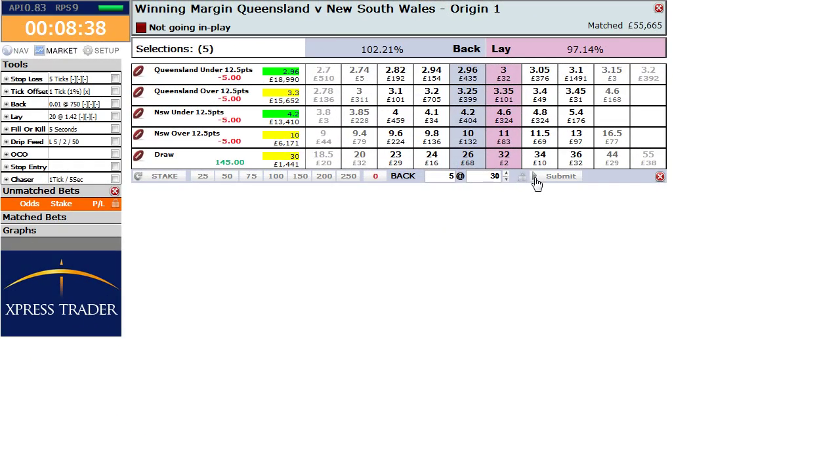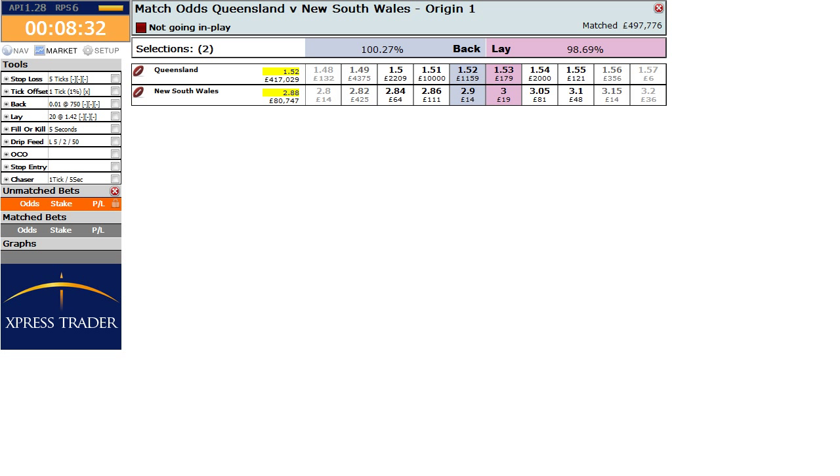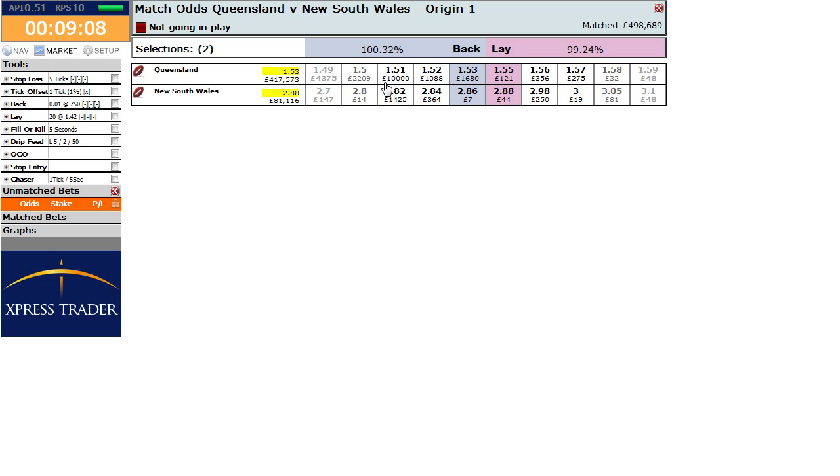Before we get started, this game's about to kick off. I'm just going to place a £5 back bet at 30 on the draw. I think this game's going to be quite tight. It probably won't get matched as they're about to kick off, but odds of 30 is just too good to refuse.